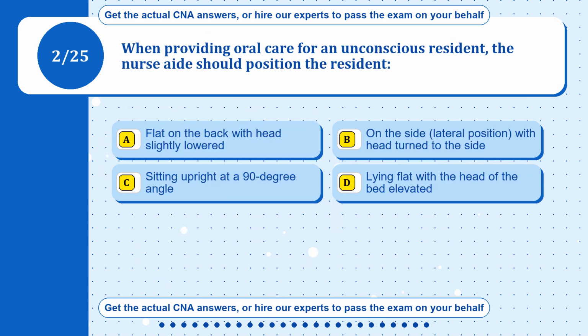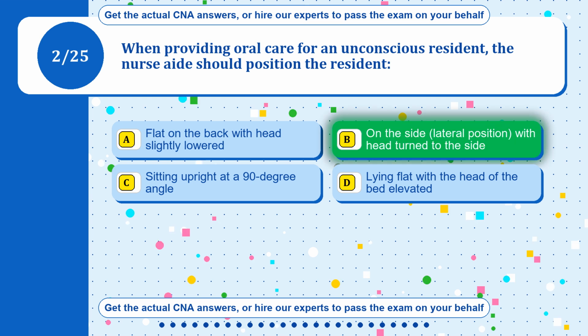Question 2. When providing oral care for an unconscious resident, the nurse aide should position the resident. Option A. Flat on the back with head slightly lowered. Option B. On the side, lateral position, with head turned to the side. Option C. Sitting upright at a 90-degree angle. Option D. Lying flat with the head of the bed elevated.